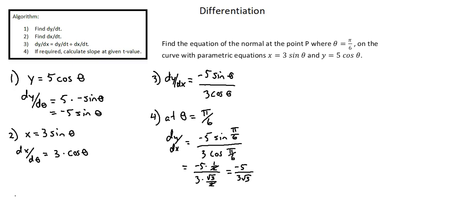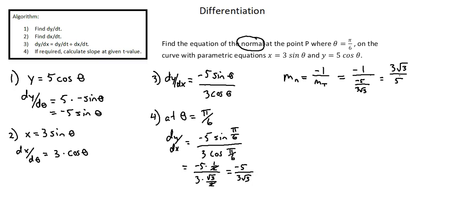So we found in step 4 the slope at the given parameter value. This problem asks us to go beyond with an application of that value. Again, note that we're working towards the normal equation. So for the slope of the normal, we want the negative inverse of the slope of the tangent. We've calculated the slope of the tangent. So we will have negative 1 over negative 5 over 3 root 3, which equals positive 3 root 3 over 5 as the slope of the normal.